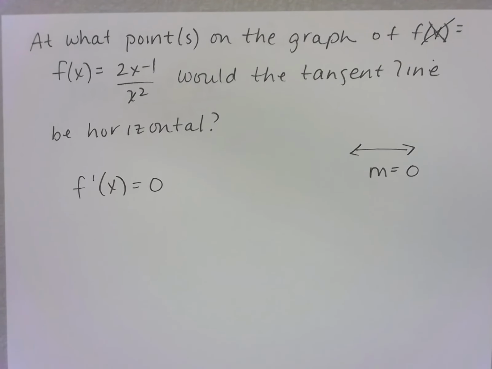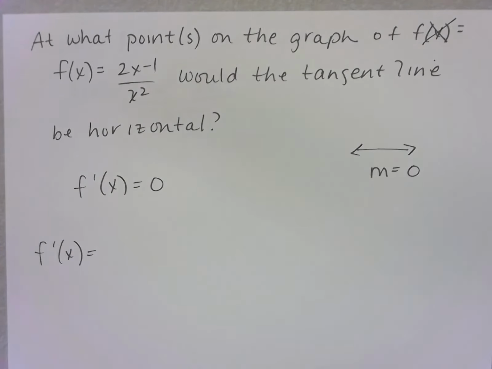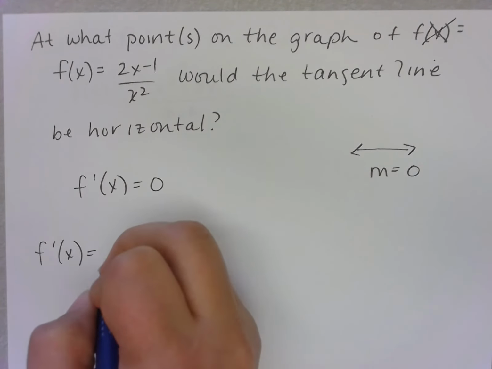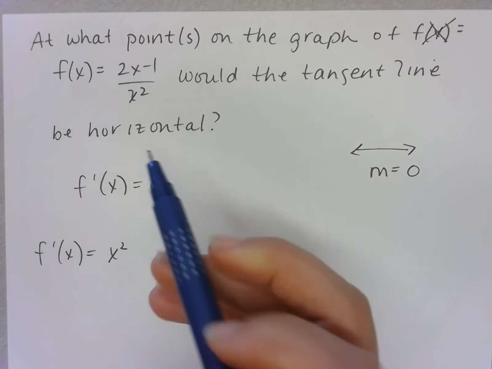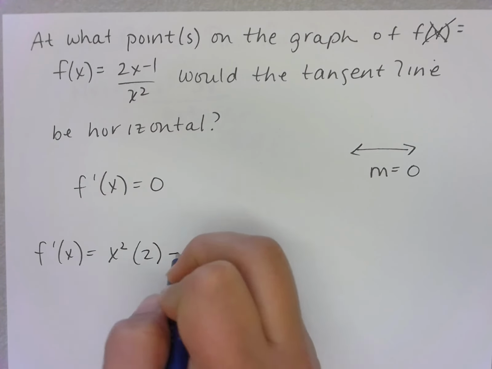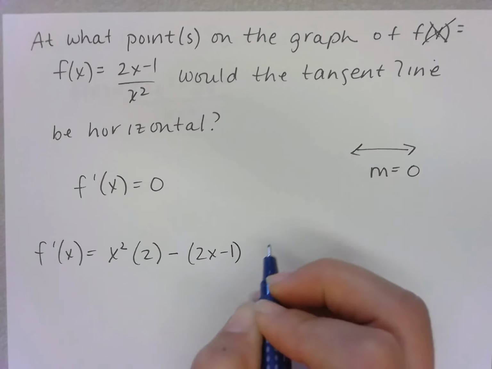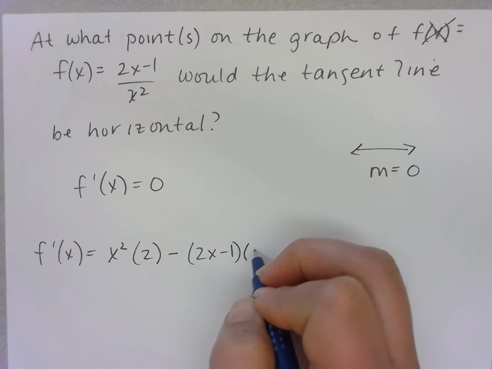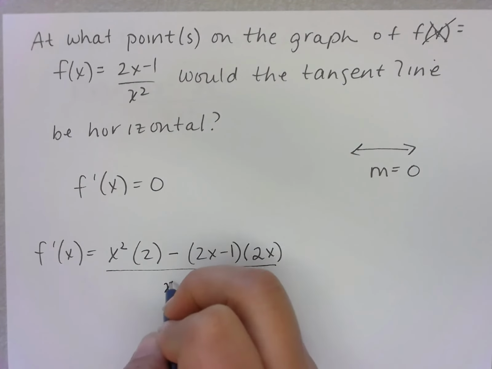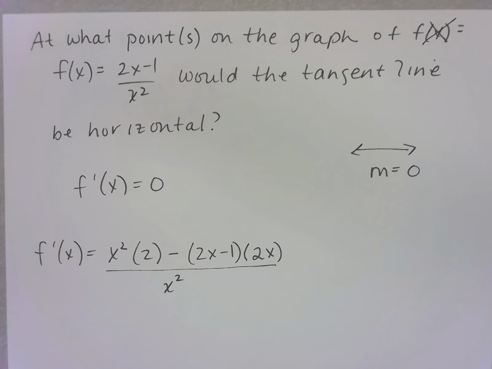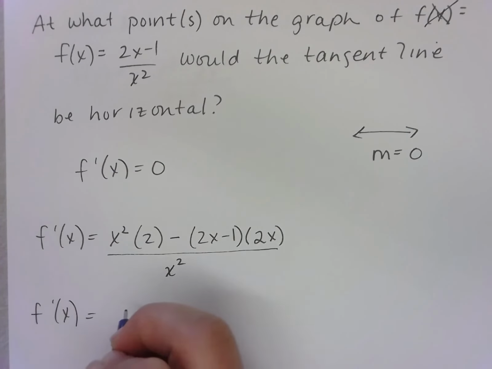Okay, so again, I can use my handy-dandy quotient rule. So my quotient rule tells me I have the bottom times the derivative of the top. The derivative of 2x minus 1 is 2. Then minus, now I have the top times the derivative of the bottom, which is 2x, all over x squared. So here's my derivative. Now this time I am going to set it equal to 0, so I'm going to clean it up a little bit.